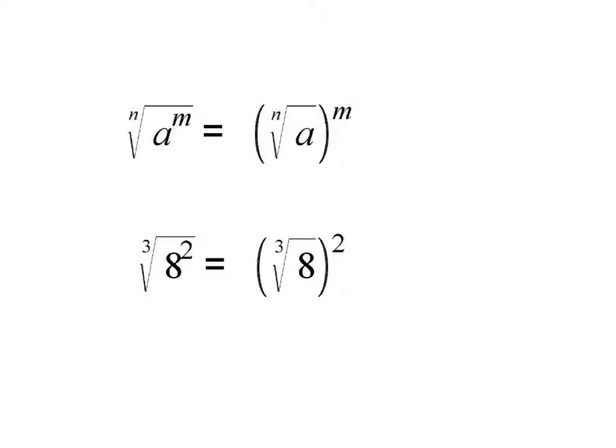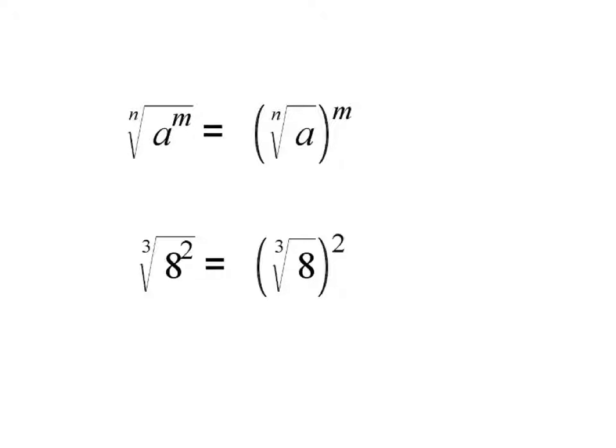All right, properties for you to be aware of. If we have a number raised to an exponent and take the nth root of it, the index always remains tucked into the radical symbol. However, this exponent can be placed either inside, underneath the radical, or outside. These are equivalent.